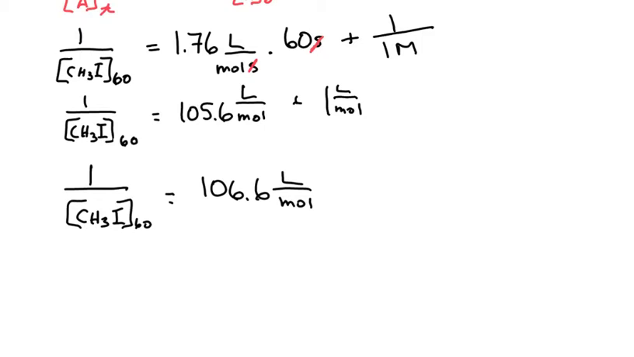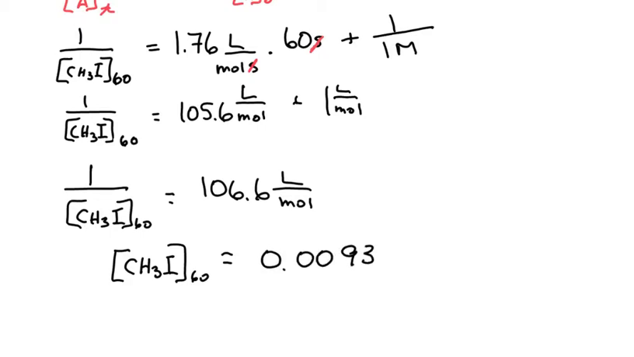Take the inverse of both sides, or multiply both sides by the concentration of methyl iodide, and then take 1 divided by 106.6. Both of them will get you to the same place: the concentration of methyl iodide at 60 seconds is equal to 0.00938 molar. It's gone pretty quickly.